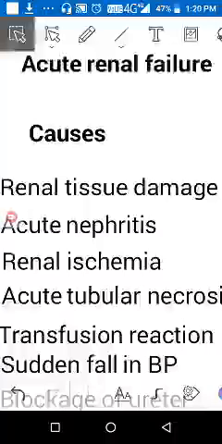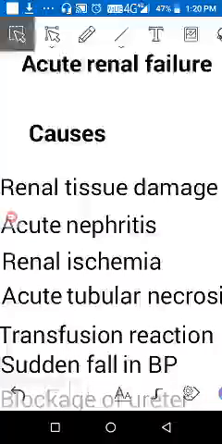The renal tissue damage can mainly be caused by toxic substances like lead, mercury, carbon tetrachloride. These are toxic substances which can immediately damage the renal tissue or renal parts. So it can make the nephrons dysfunctional.